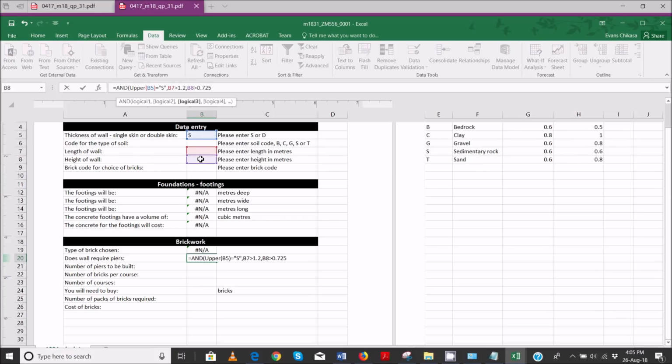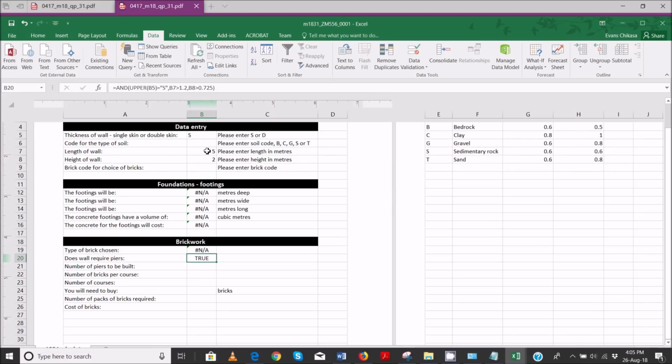Okay. So if this is the case, close it. Now we are done with this part. This part is just going to evaluate to true or false. Now, if you hit enter key, and I'm going to hit enter key just in a moment, let's see what will happen. So notice that it says false. If I put S there and I put length of wall is 5 and height of wall is 2, notice that it says true. So this formula is actually just returning true or false.